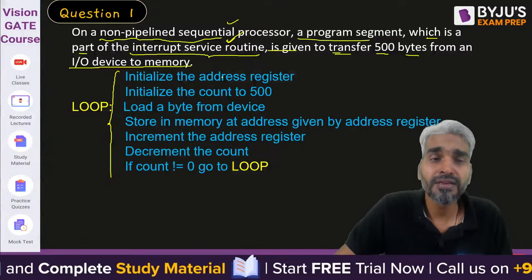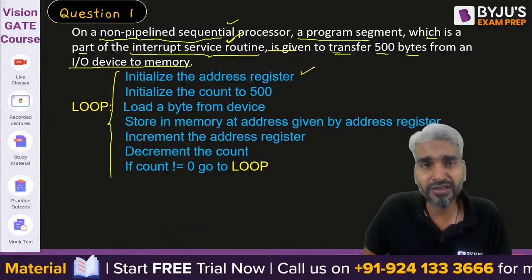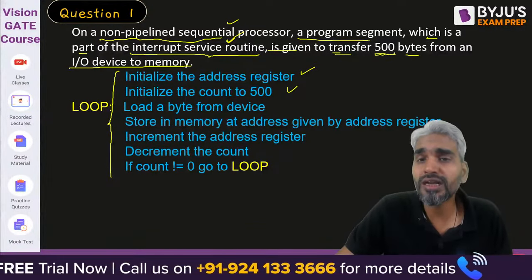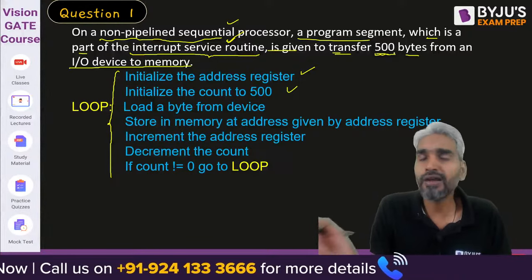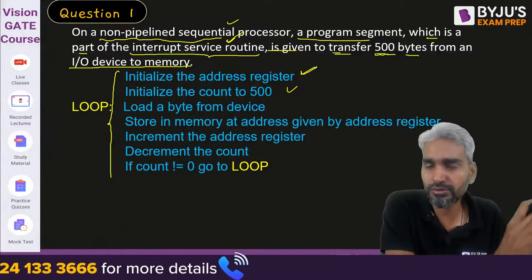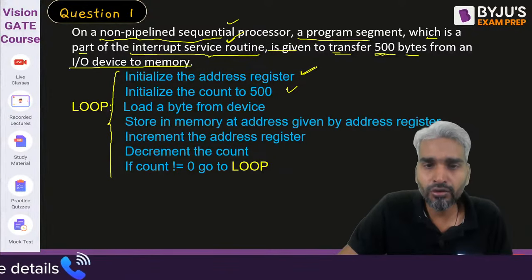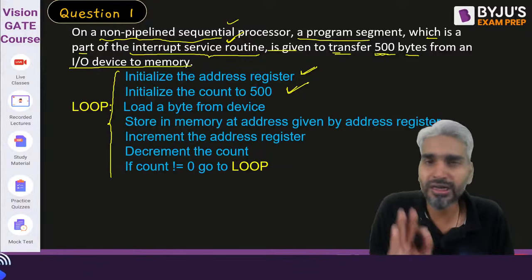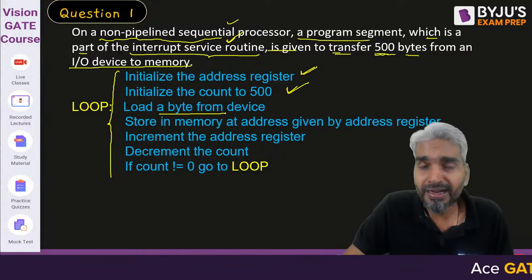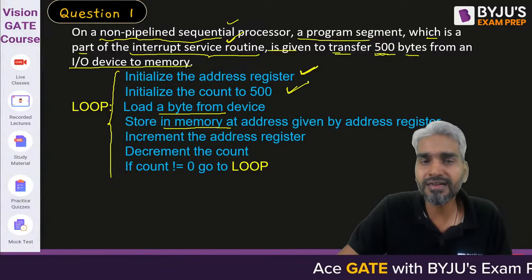What will happen? Initialize the address register, that is, from where you need to start transferring the data. Then initialize the count, because you need to transfer 500 bytes from the IO device to memory. This will be the starting memory address where you store the data you are receiving from the IO device. Now load the very first byte from the device and store it into the memory at the address present in the address register.